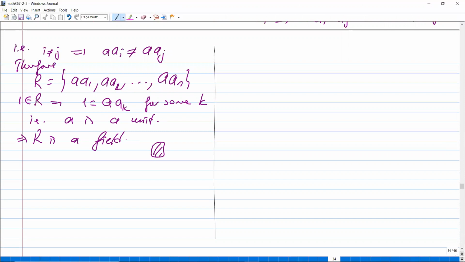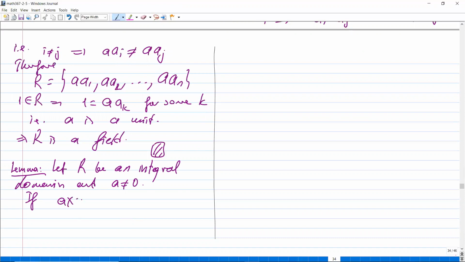One more thing to mention is this lemma that we may use. Let R be an integral domain, and a a non-zero element. If ax is equal to ay, then x is equal to y. So we can cancel non-zero elements from both sides in an integral domain.